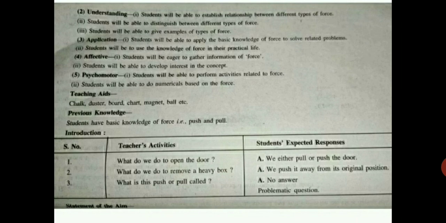So, previous knowledge: here the students will be able to express what they already know. The children know what is force, they have general knowledge about force, and then the pupil teacher can ask the students about previous knowledge by putting some questions. So, here I have put certain introductory questions, and the last question becomes problematic. Then comes the statement of the aim.